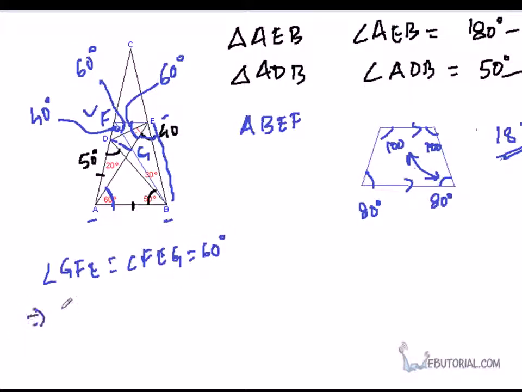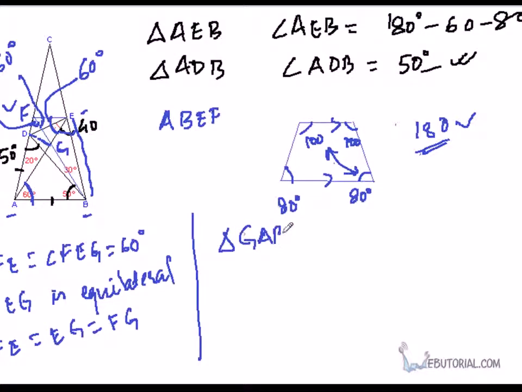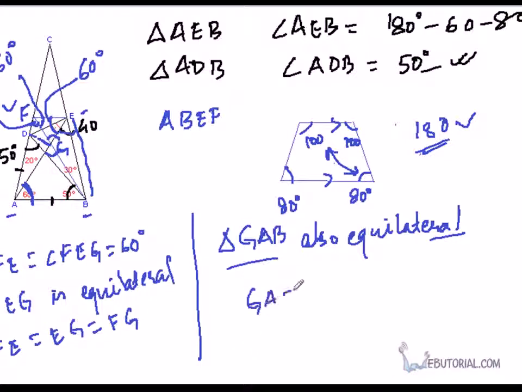This means that triangle FEG is equilateral. This means that FE will be same as EG will be same as FG. Now take a look in triangle GAB. Since this angle is 60, this will also be 60, this angle is 60, therefore this is also equilateral. If this is also equilateral, what we can observe over here is that GA will be same as GB will be same as AB. Take a look at this result.